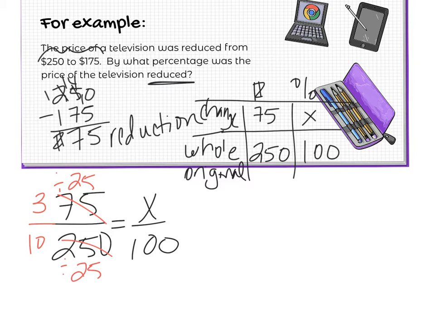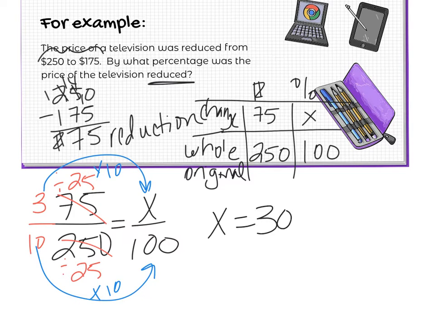Okay, so that makes me happy because now I do know that to get 100 from 10, I multiply by 10. So in order to keep this proportion, keep these fractions equivalent, it's just like when you did fraction problems last year to find common denominators. So 3 times 10 is 30. So I know that this was reduced 30%. So it was a 30% reduction, or maybe I had a 30% sale, a 30% discount. All those things kind of mean the same thing.